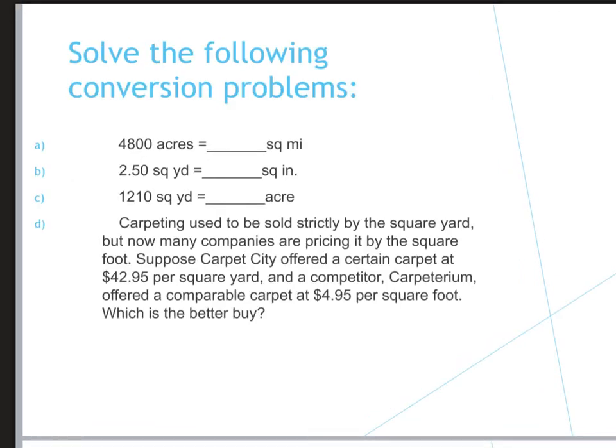So we're going to do a couple of these conversion problems, and you're going to see the examples on the following slides. So for A, we're going to convert 4,800 acres to square miles. B, we're going to do 2.5 square yards to square inches. C, we're going to do 10 square yards to acres. And in part D, we have an application problem. So let's go ahead and get started with these.